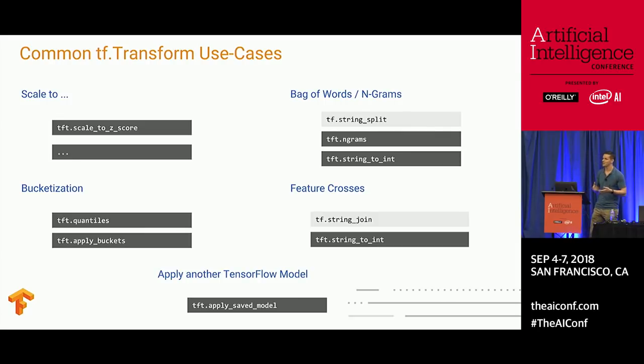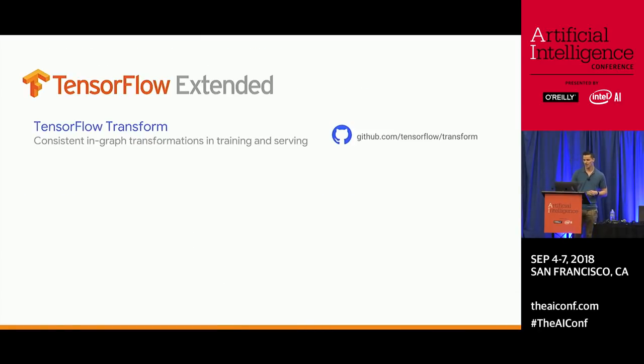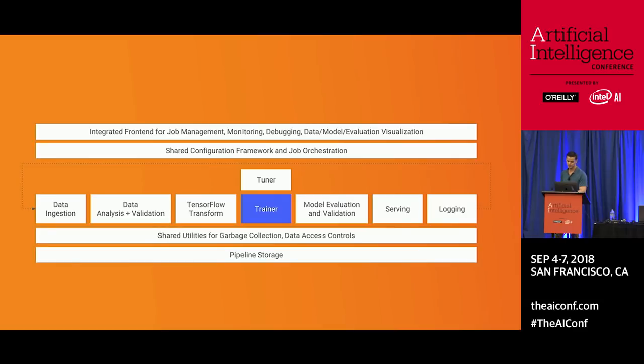And applying a saved model in Transform takes an already trained or created TensorFlow model and applies it as a transformation. So you can imagine if one of your inputs is an image and you want to apply an Inception model to that image to create an input for your model, you can do that with that function. So you can actually embed other TensorFlow models as transformations in your own TensorFlow model. And all of this is available on TensorFlow/Transform on GitHub.